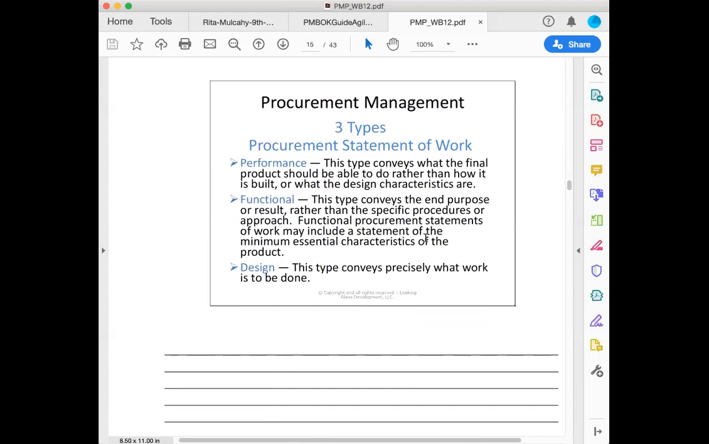3 types of procurement statements of work: performance, functional, design. Performance: what the final product should be able to do rather than how it is built or what the design's characteristics are. Functional: the end purpose or result rather than the specific procedures or approach. Functional procurement statements of work may include a statement of the minimum essential characteristics of the product. Design: precisely what the work is to be done.